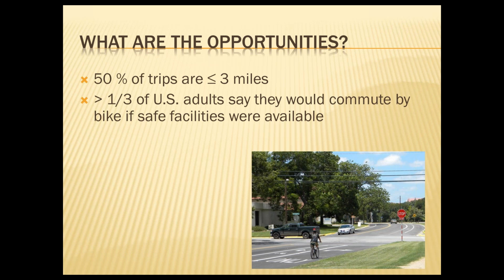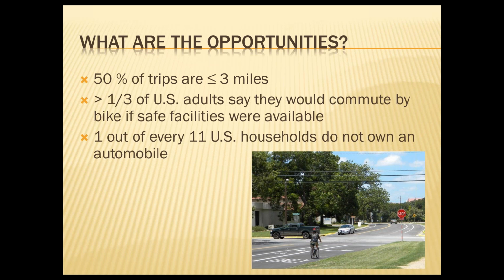More than 1/3 of U.S. adults say they would commute by bicycle if they felt that there were safe facilities available to them. And a final comment, 1 out of 11 U.S. households don't own an automobile. So that's about 9% of the households in the country, which means they're needing to find other means of transportation, whether it's bus, walking, or using a bicycle. And a bicycle is a very economical way to get around if economics are the reason they don't have a car.